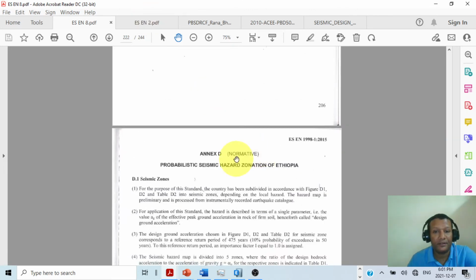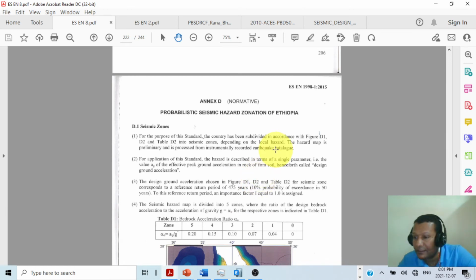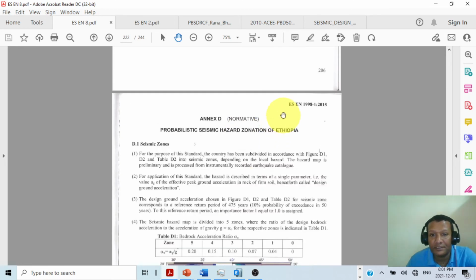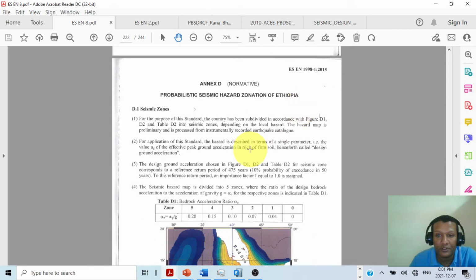So as per the Ethiopian code, I will come back here. Let me show you the probabilistic seismic hazard zonation of Ethiopia. As per our code, this is ES EN 1998. This is the European norm, the same as Eurocode.